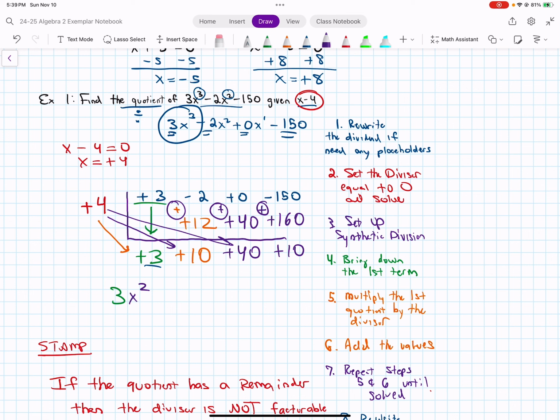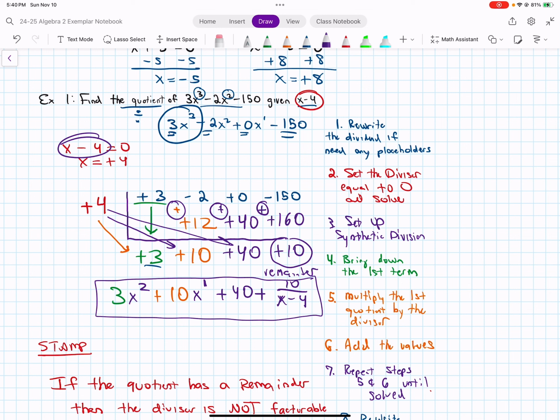And everything else gets brought down. This gets +10 x to the first power. And this gets to be +40. And that +10 is the remainder. And so just like last class, plus 10 all over the divisor, which isn't 4, it's x minus 4. We ended in that polynomial. And so our quotient is 3x squared plus 10x to the first power plus 40 plus 10 over x minus 4.